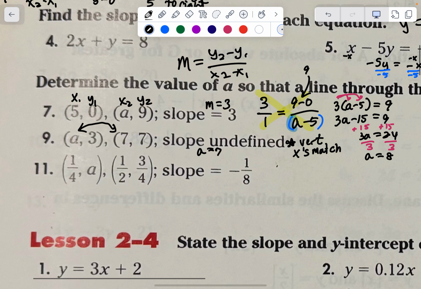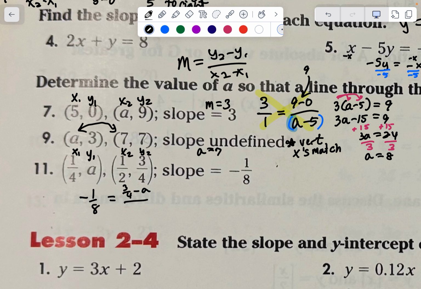Now let's do the slope formula. So let's label these x1, y1 and x2, y2. Okay, so we're just going to plop them into the formula. We've got fractions to deal with, so it's a little bit funky, but we can do it. Ready? Okay, so the y's: 3/4 minus A, over, let's do the x's, 1/2 minus 1/4.